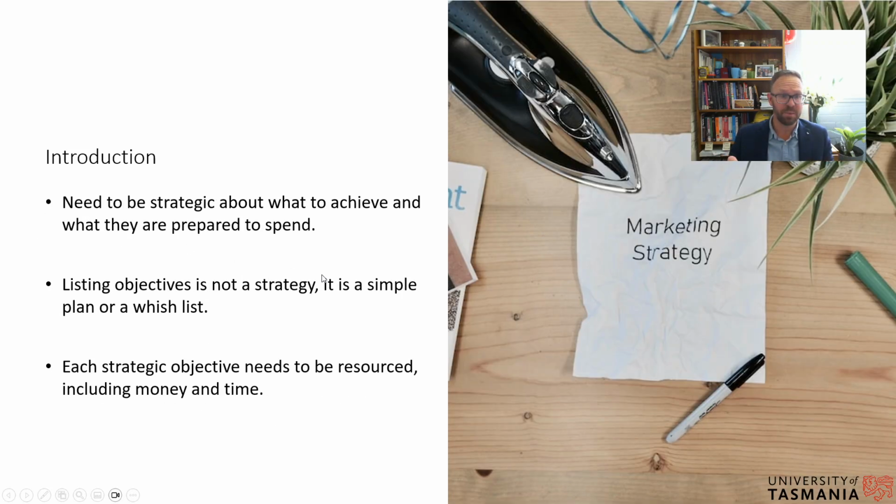So to help us with that, we need to be strategic about what we want to achieve, our strategic objectives, but also about what we're prepared to spend, what resources we're prepared to allocate to achieve those objectives. Now, listing objectives is not really a strategy at all. It's just a simple plan or a wish list.